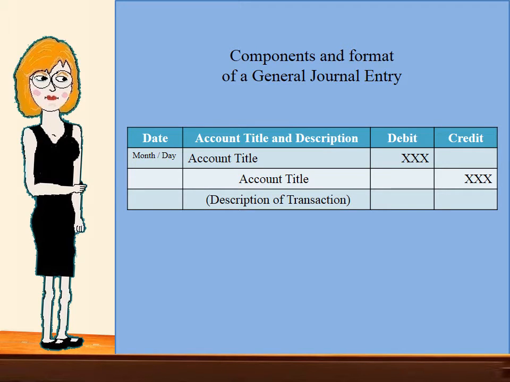Let's take a quick look at a refresher of the components and format of a general journal entry. We have a date column with the day and month, an accounts and title and description column which has at least one debit and one credit. Note the credits are indented, and a third line is for a description of the transaction. Please keep that description concise and short. The debited amount will go on the left side. The credit amount will go on the right side. These two items must equal one another.